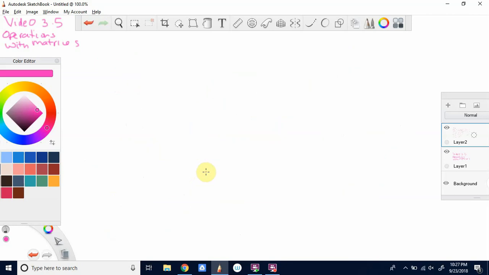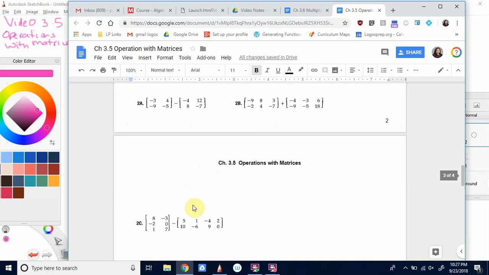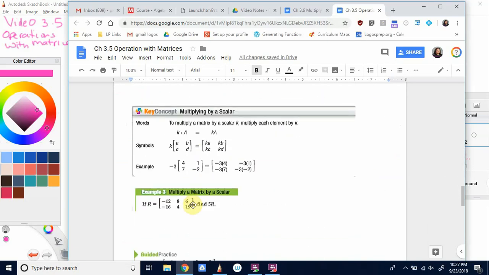Now let's look at multiplying by a scalar. We said a scalar is a number that we can multiply a matrix by. So this is important. To multiply by a scalar K, multiply each element by K.